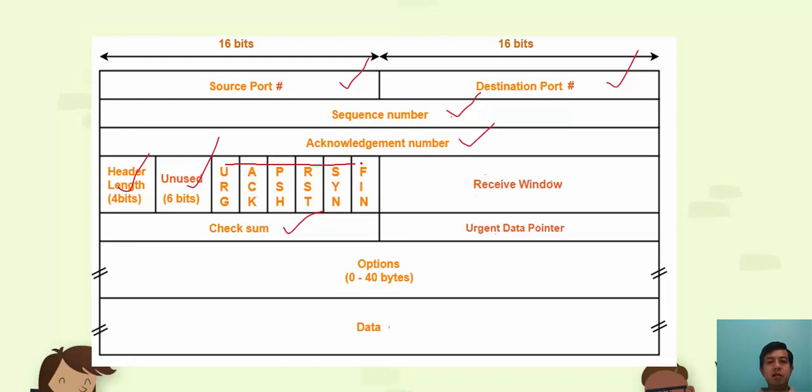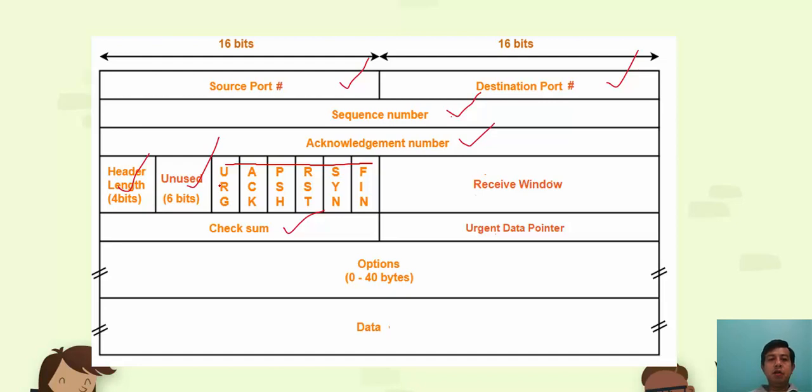There are 6 flags in the TCP header, 1 bit flags. They have the value of either 1 or 0. That means in certain circumstances they are set, and in certain circumstances they are kept off. When they are set, they have the value of 1. When they are off, they have the value of 0. Today we'll see the role of these particular flags, and very specifically some of these flags have a very important role in the TCP connection establishment and TCP connection termination.